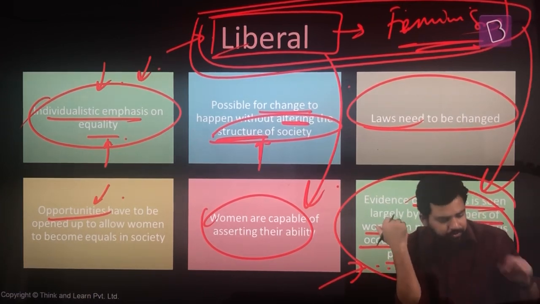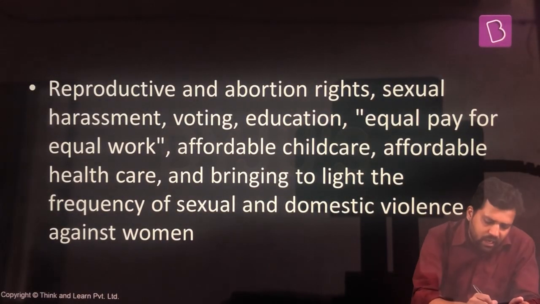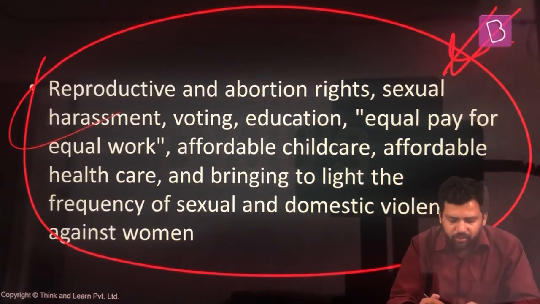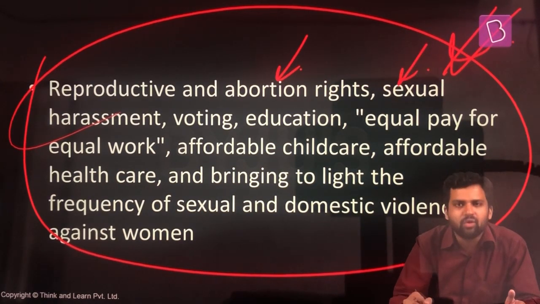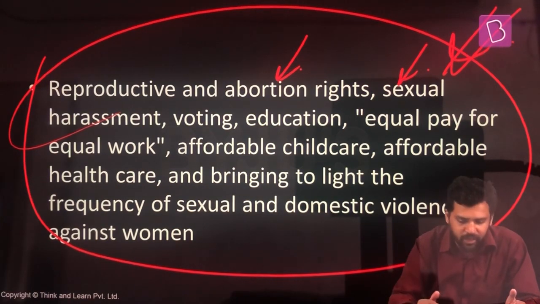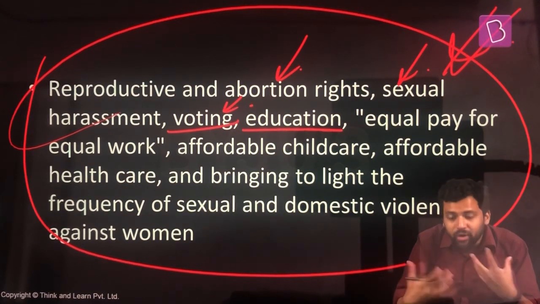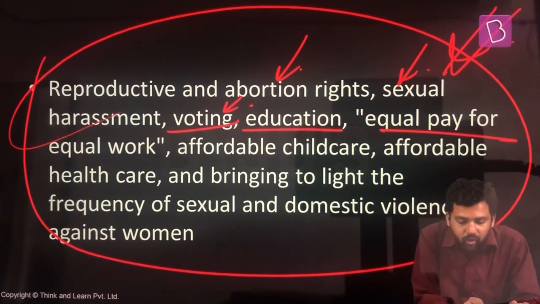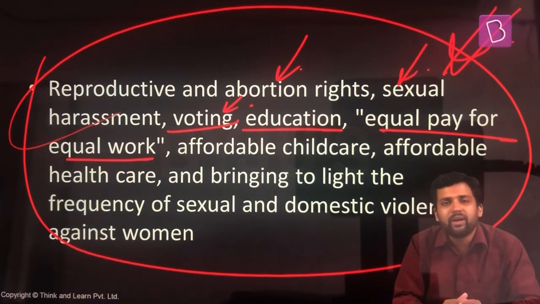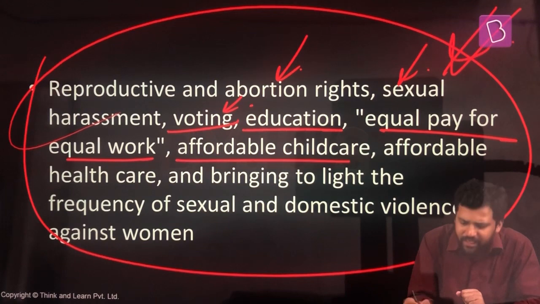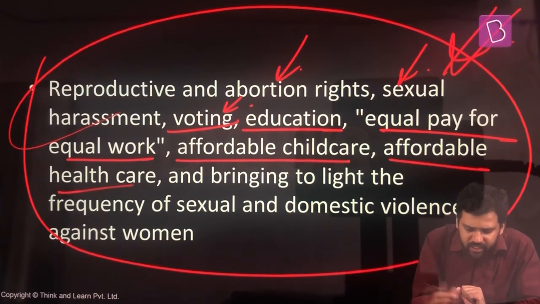Liberal feminists have been focusing on multiple issues. They have been focusing on reproductive and abortion rights. They have been focusing on issues like sexual harassment. Women face these kinds of issues. They have been focusing on education of women. They have been focusing on voting rights for women, and equal pay for equal work. Men and women should be provided equal wages if they are contributing equally. Affordable health care, affordable child care, all these things are important.